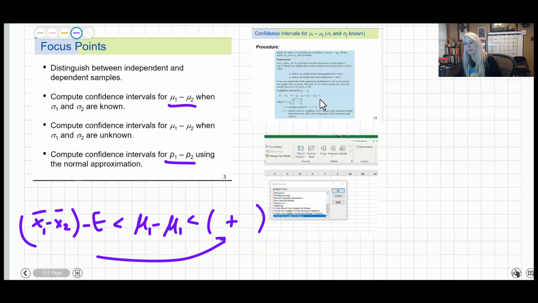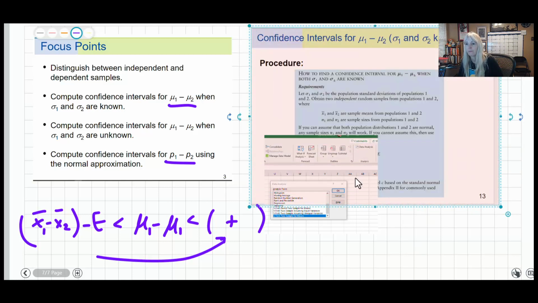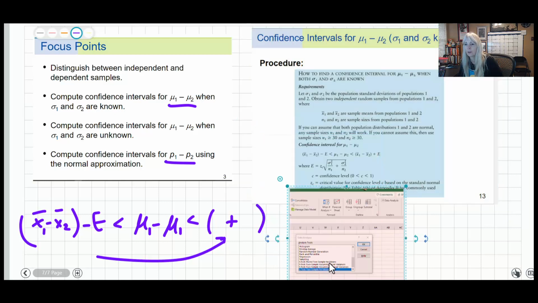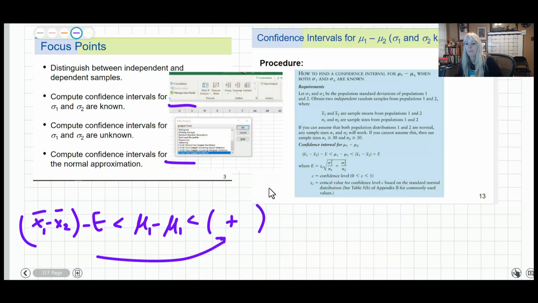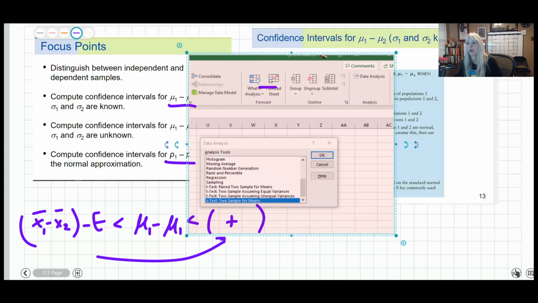Now, I don't go into this one that much, and let me make this a little bit bigger so you can see it. I don't go into this one a whole lot, and the reason why, one, you can see it gets really messy calculating this error, but also if you add the data analysis to Excel, it will do this very nice and very quickly. Make that bigger as well, and you can see that it has all of these built-in formulas for you to calculate very quickly.